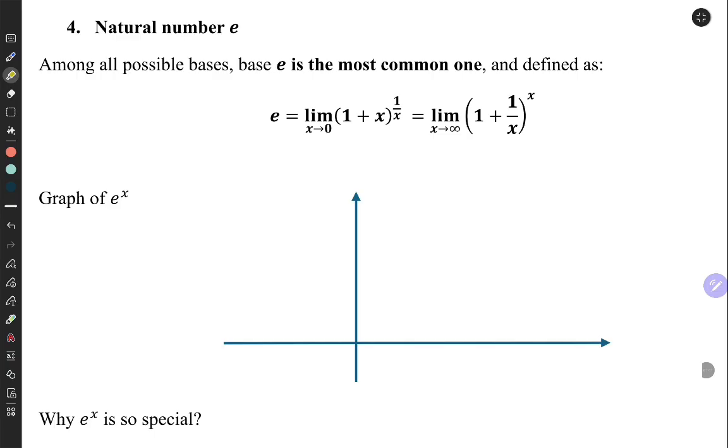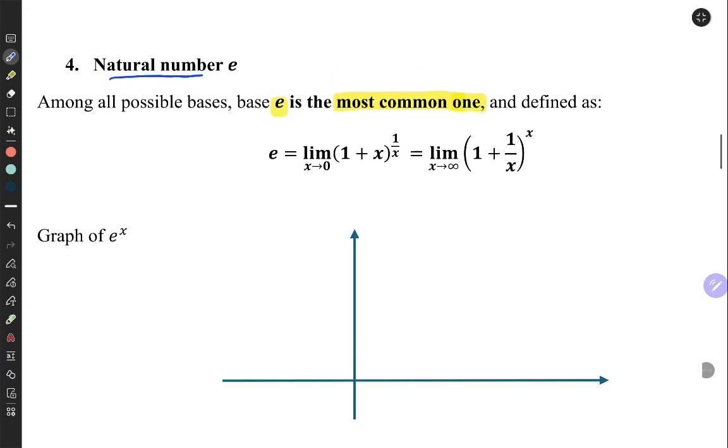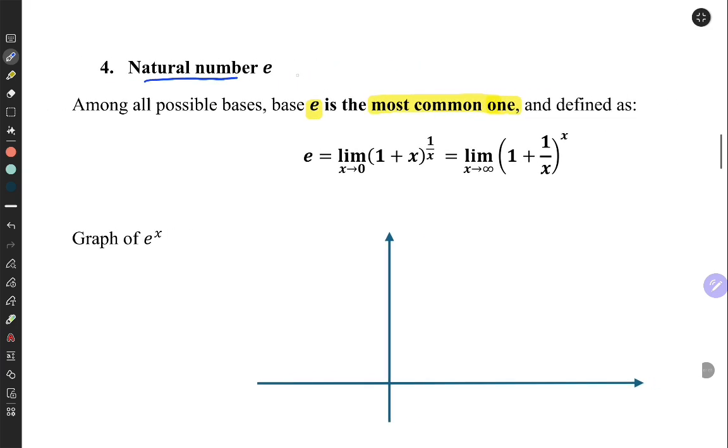Natural number is a base, a base among all the bases. Base E is the most common one. The name of E is natural number. Natural number is called E. Can somebody give me the value of E using your calculator? Just press E. 2.7... 1.8. Okay, around there.